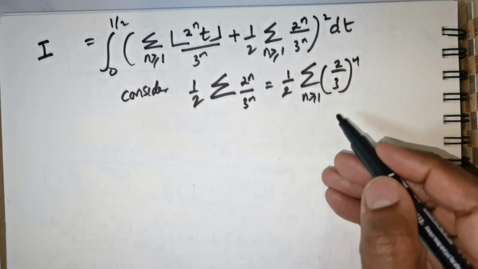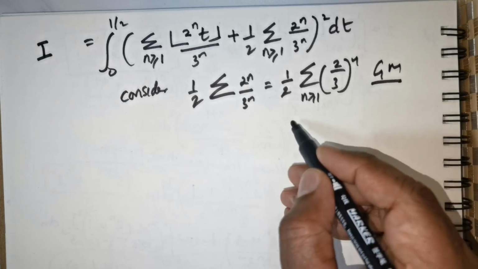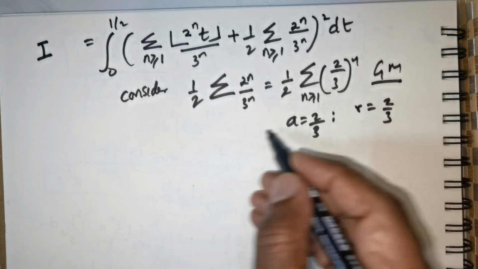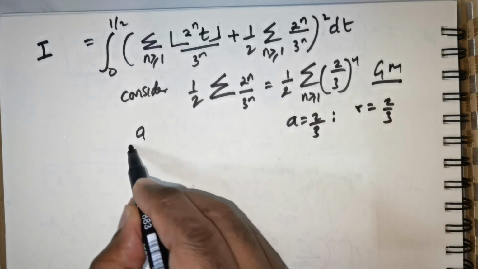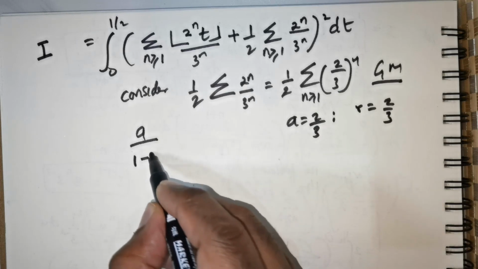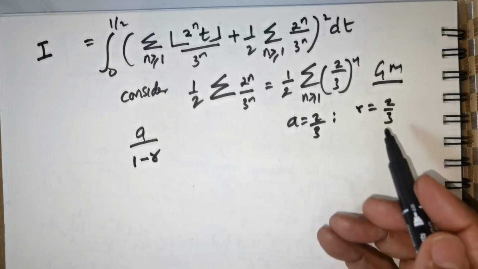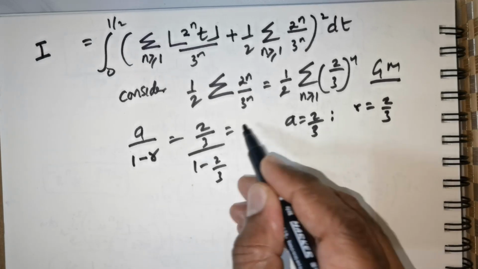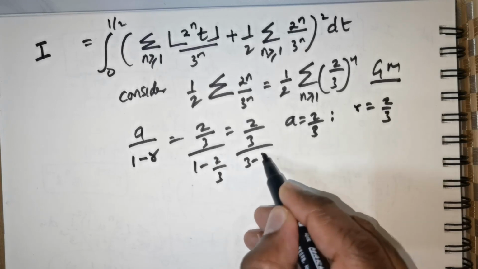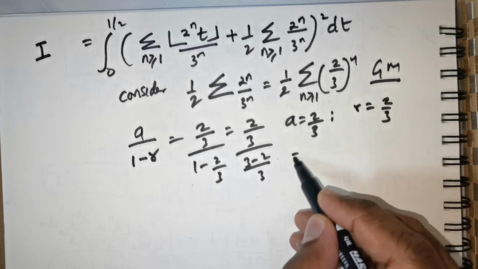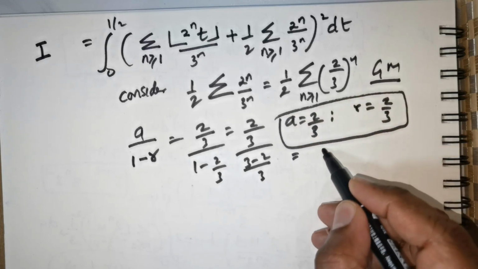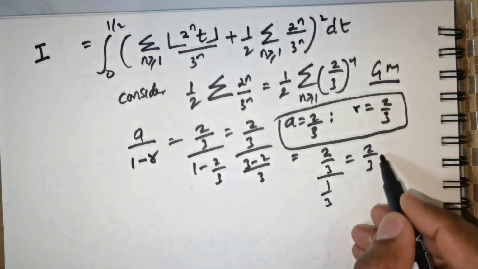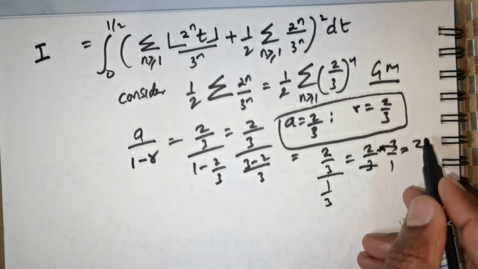Now this is a geometric series with the first term being 2 over 3 and the common ratio being 2 over 3. Therefore, if I were to evaluate the sum, the formula is a over 1 negative r, and substituting, it is 2 over 3 divided by 1 negative 2 over 3, which is equal to 2 over 3 divided by 3 negative 2 divided by 3, which I can evaluate as 2 over 3 divided by 1 over 3. If I were to flip this, this is 2 over 3 times 3 over 1. The 3s get cancelled, giving me 2.